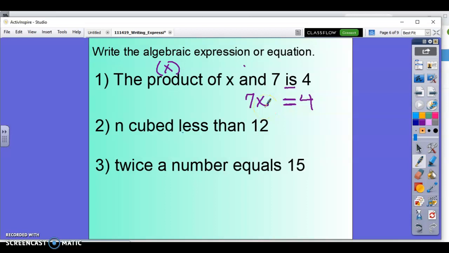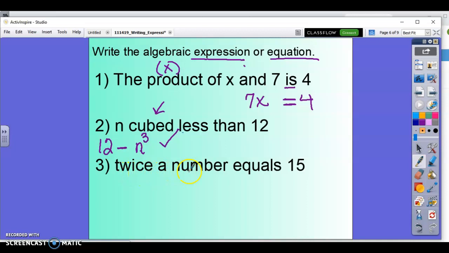Number 2 says n cubed less than 12. So this is kind of tricky. The reason you know this is not an inequality is because it tells you it's either an expression or an equation. For it to be an inequality, it would have to say is less than, and this doesn't. This says n cubed. So cubed means you have an exponent of 3 less than 12. So if I want something that's less than 12, that means I'm going to start with 12 first and take that away. Because it's this amount less than 12. So that one's sort of tricky because even though this is written first, in the algebraic expression, it really comes second.